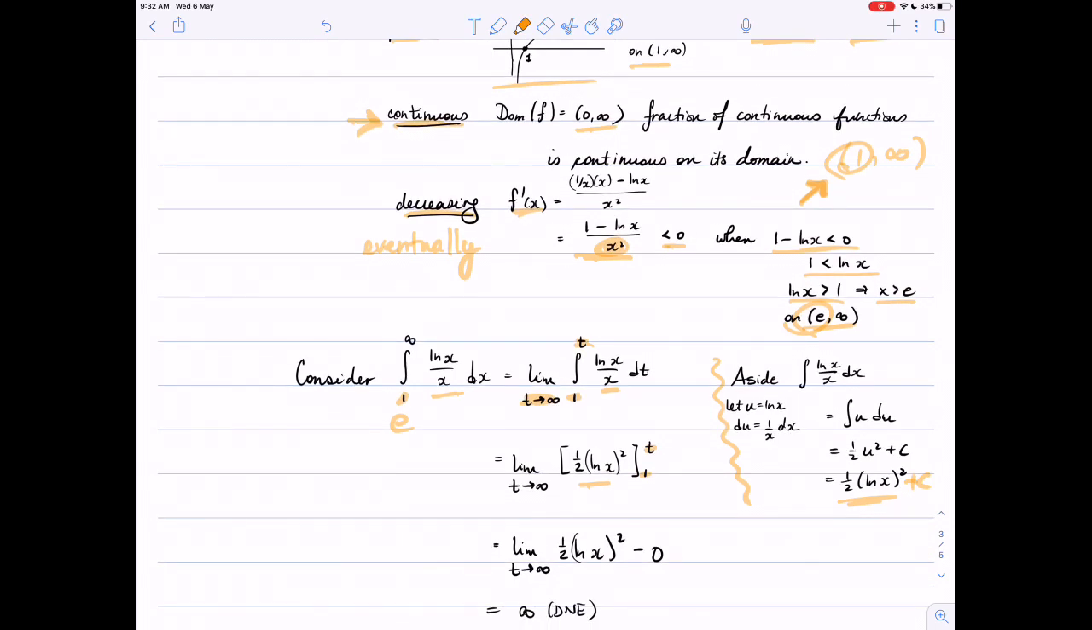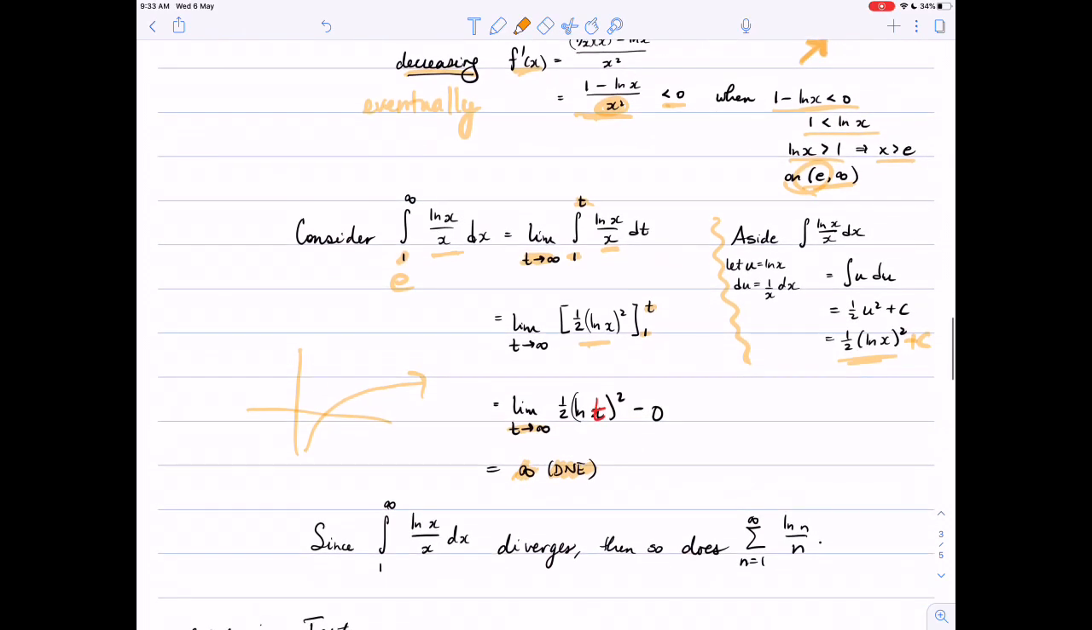We're taking the limit of this, and this should now be a t value in here. This should be t. And as we go to infinity, the logarithm goes to infinity, and if you square it, you're only getting to infinity faster, and so that limit is infinite. In other words, it does not exist. So the integral has diverged, and the series then also diverges, and that's it. That's it for the integral test.